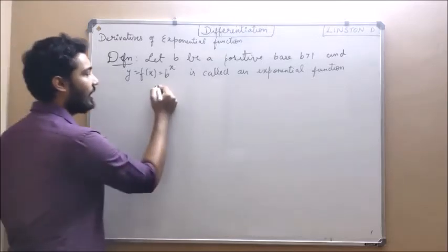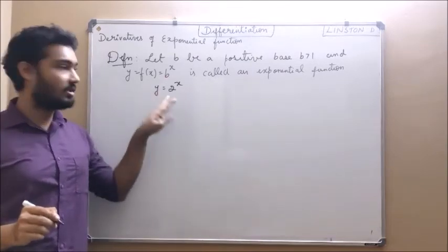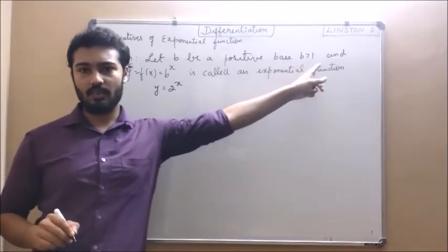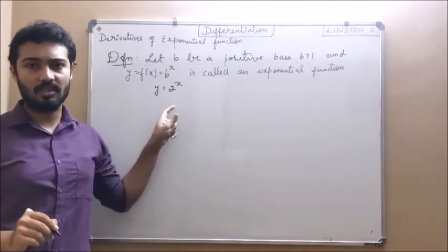For example, y equal to 2 power x. Y equal to 2 power x is an exponential function because this b is greater than 1. It should be a positive number, b greater than 1. So this is the exponential function.